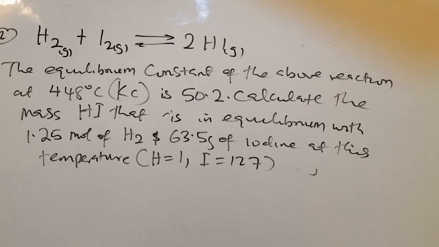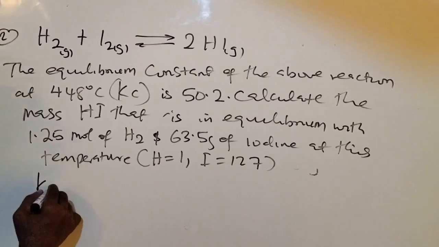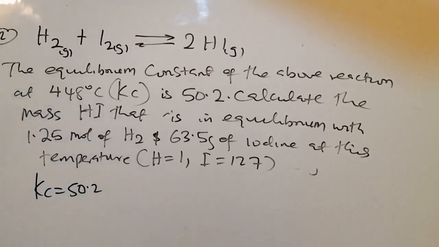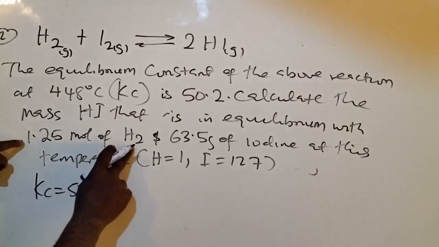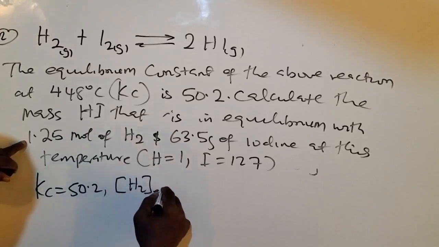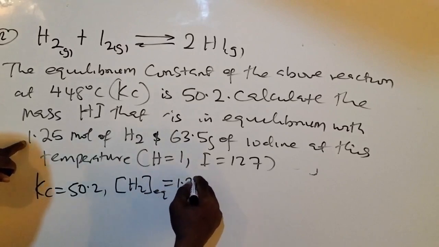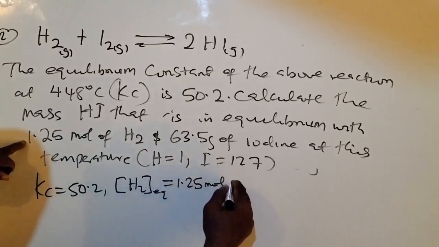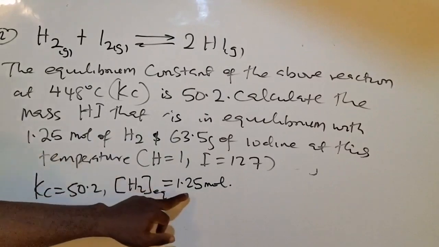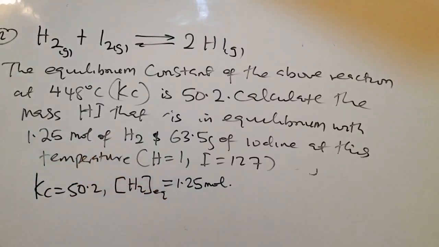So let us list what we have from the equation. The value of our Kc is 50.2. The number of moles of hydrogen at equilibrium is 1.25 moles. So this number of moles can represent concentration, since they do not give us volume in this question. Number of moles is directly proportional to concentration, so we'll use that as the concentration.